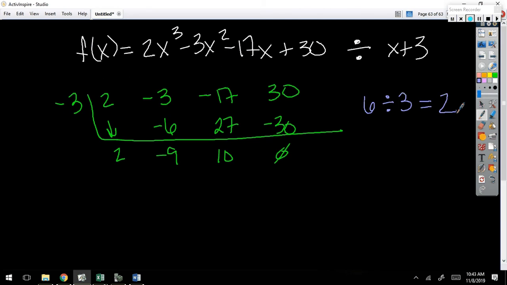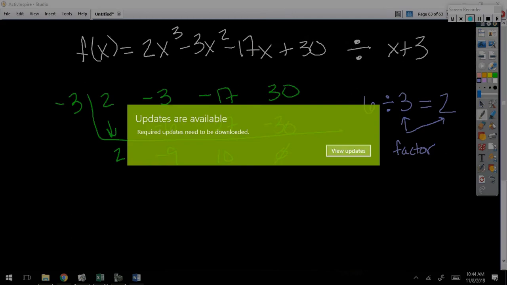Because it goes in evenly with no remainder, that tells me that 3 is a factor. And what does it tell me about 2? It's also a factor, right? So these are both factors. Do we all agree?